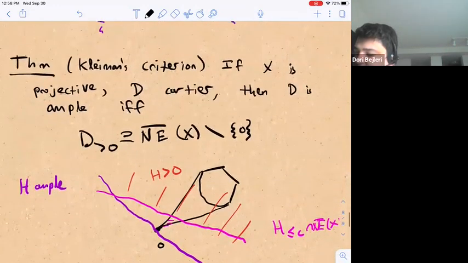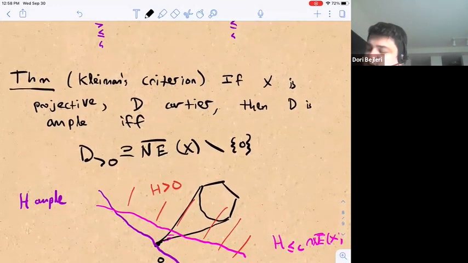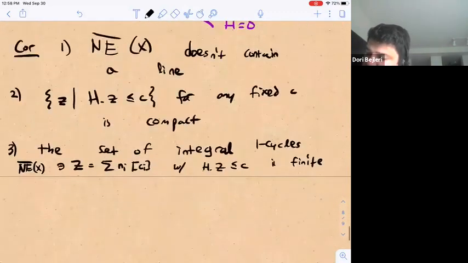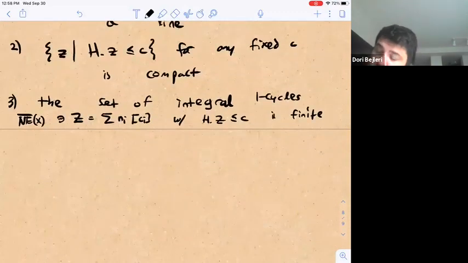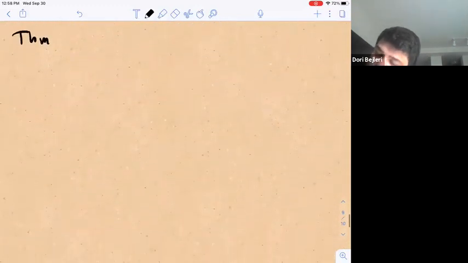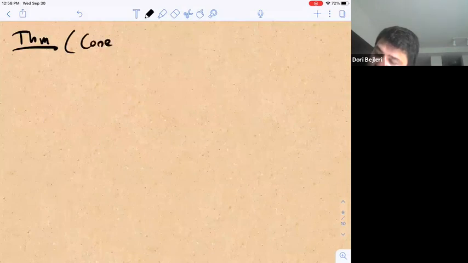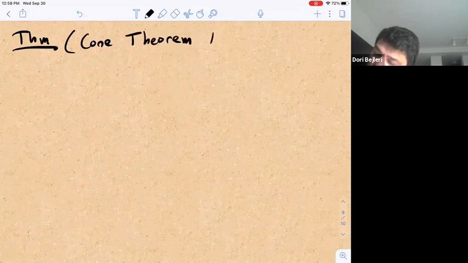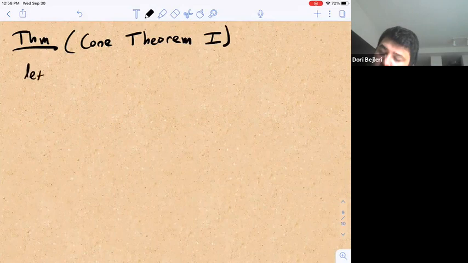Okay, so now we're ready to state the cone theorem in almost full generality, but at least to state it more precisely than we did for surfaces. I'll give myself some room. And we'll call this cone theorem 1, which is the first version of the cone theorem that was proved by Mori. But we'll prove a much more general one later. So let X be smooth projective.